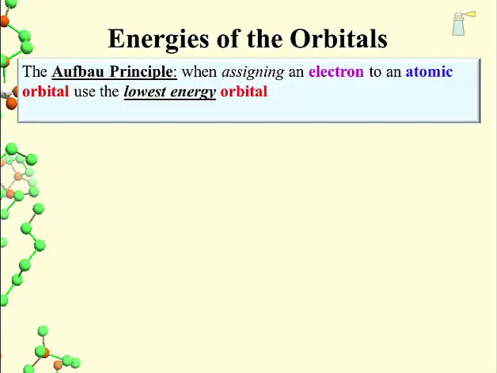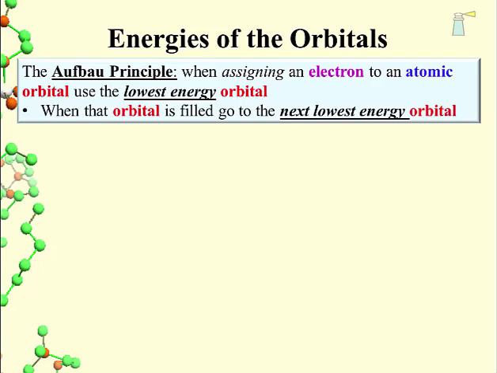It says when assigning an electron to an atomic orbital, use the lowest energy orbital. In other words, build from the bottom. And when that orbital is filled, go to the next lowest energy orbital, and then the next lowest, and then the next lowest, and so on and so on.